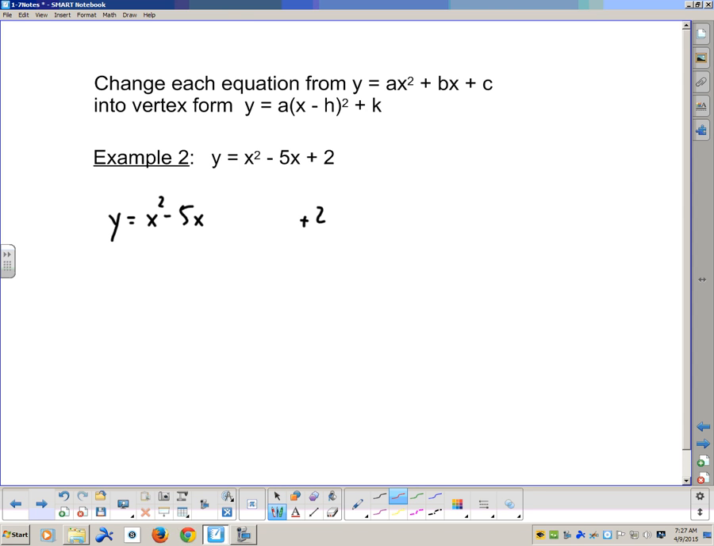All right, so again, I'm going to go ahead and do b divided by 2 squared. My b value this time is negative 5. So I'm going to take negative 5 divided by 2, square it, and add it here. And then over here, I'm going to subtract negative 5 divided by 2 squared. So we added negative 5 divided by 2 squared, and we subtracted negative 5 divided by 2 squared. So I've not changed the value of that equation. It still can get back to x squared minus 5x plus 2. All right, so now let's clean that up.